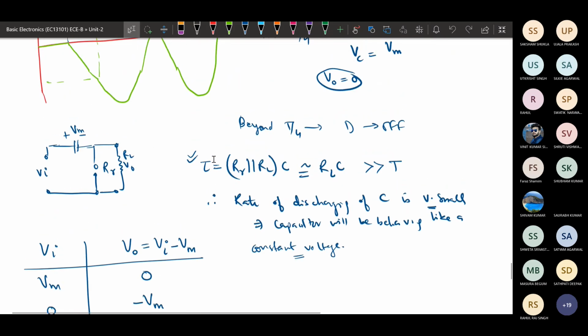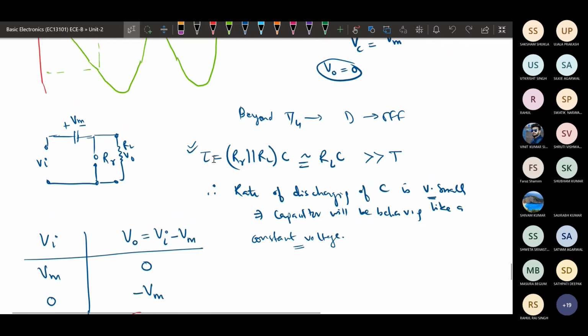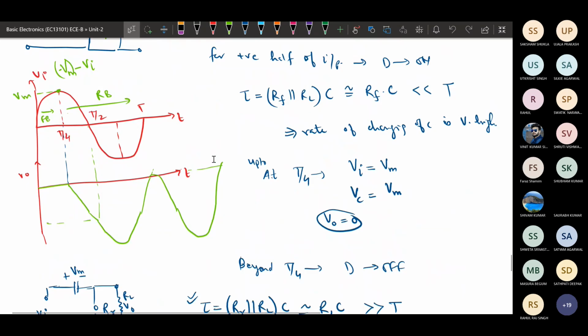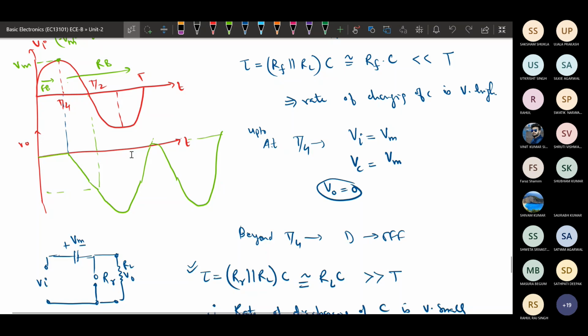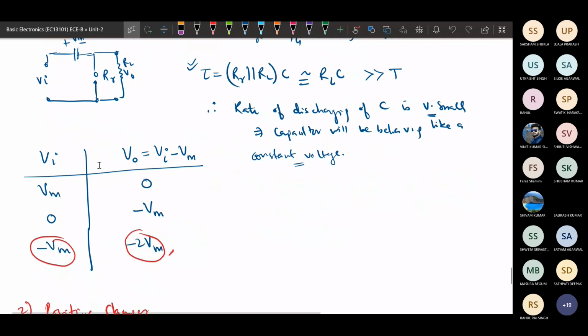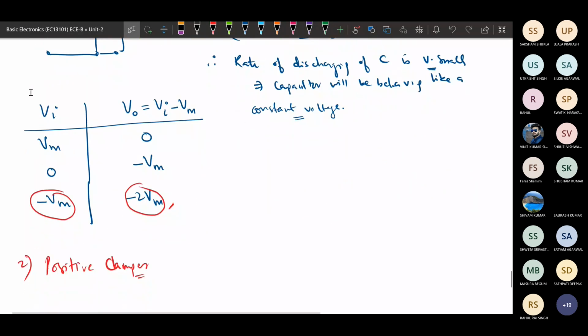So in the previous class, we have gone through the negative clamper circuit. In the negative clamper circuit, we are going to have the final summary. Here we are having the input voltage. If the input voltage is Vm, we are getting the output equal to 0. If we are applying voltage around 0, the output we will be getting is minus Vm, and in application of input voltage minus Vm, we are getting minus 2 Vm.